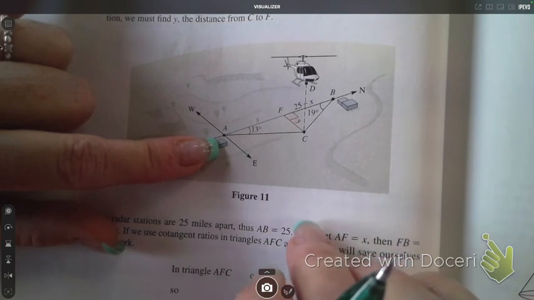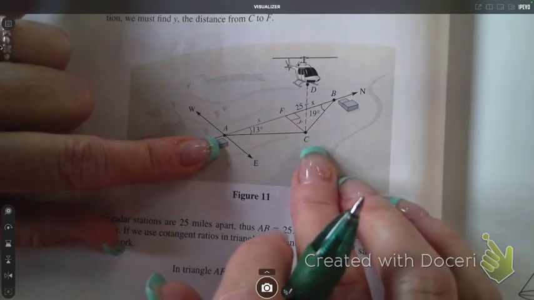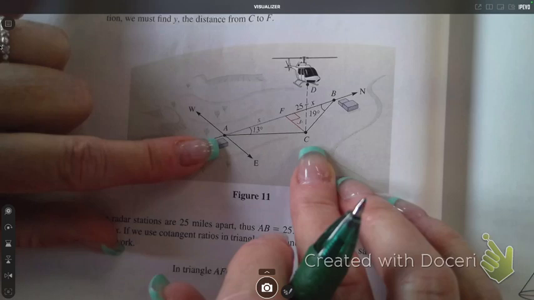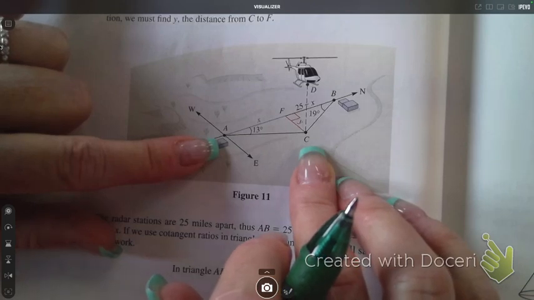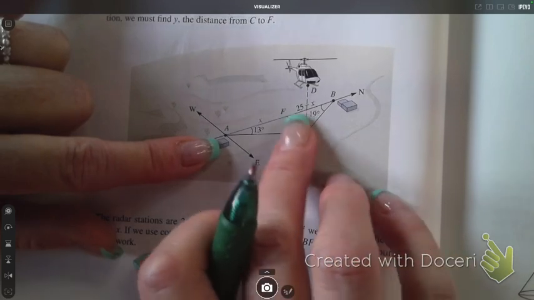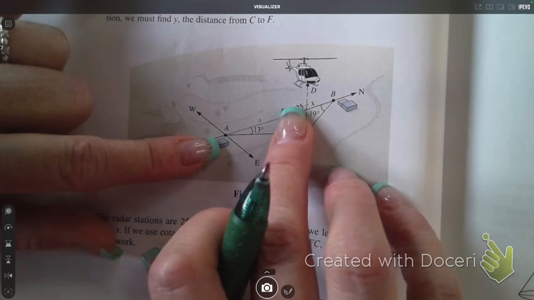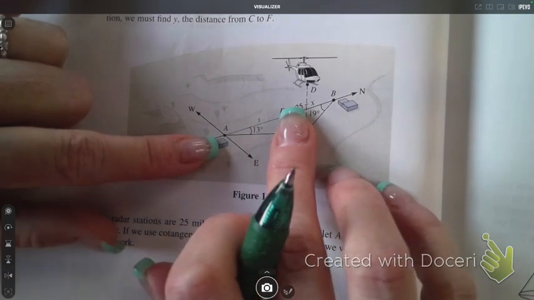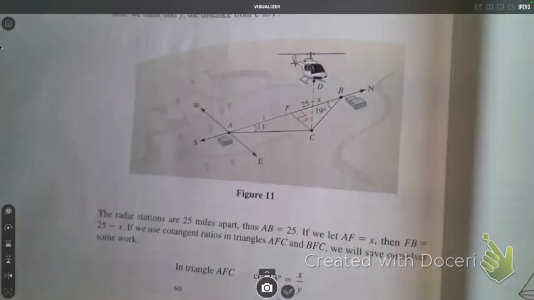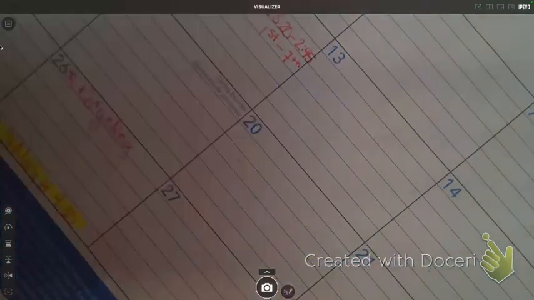After doing a few trigonometric calculations, one of the stations instructs the pilot to walk due west for 3.5 miles. That would be this way. To reach the road. Is the information correct? Okay. So we need to put this picture on our paper.